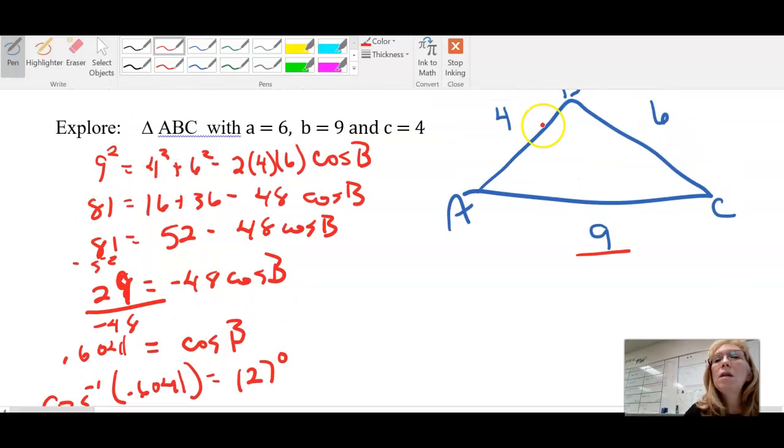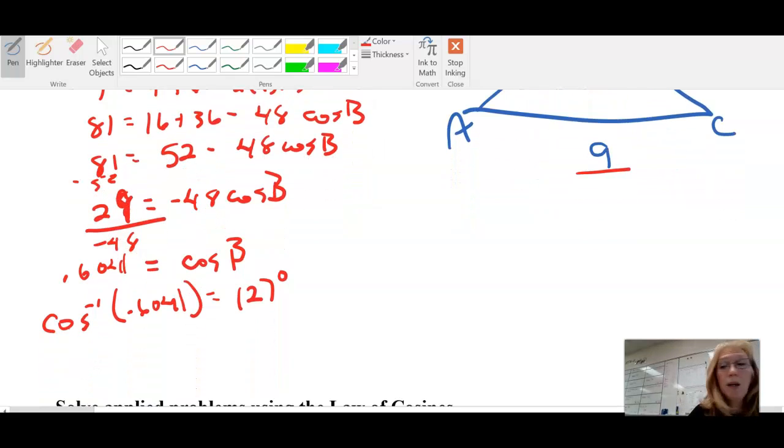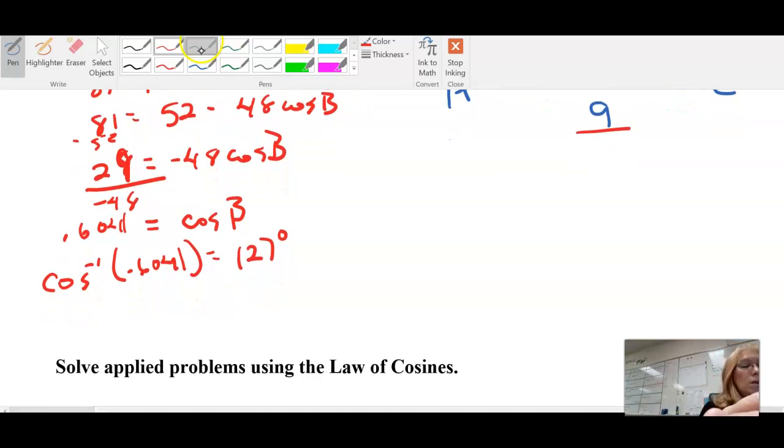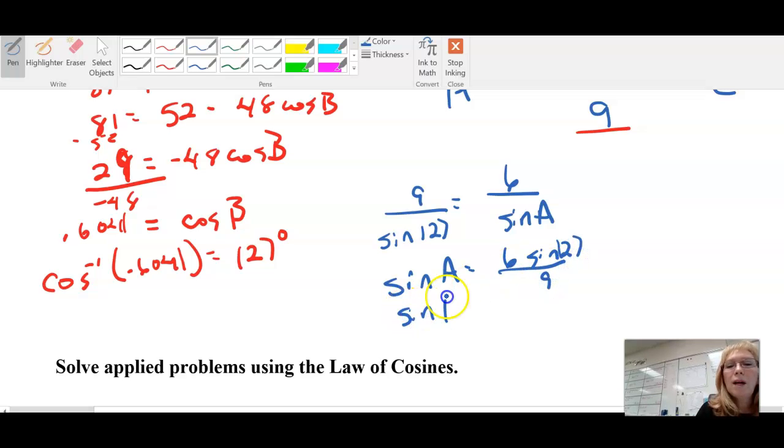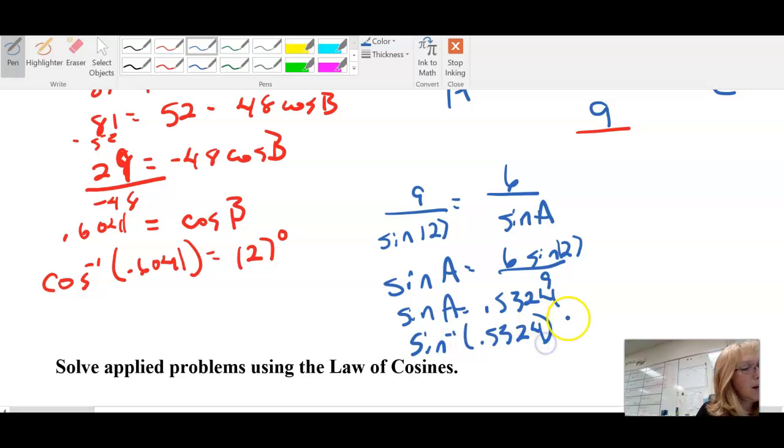So now I know this here is 127. Now we're going to use law of sines. Doesn't matter which one you find. Again, I chose A. So I did 9 over the sine of 127 equals 6 over the sine of A. Do your math. So the sine of A is equal to 6 times the sine of 127 over 9. So the sine of A is equal to 0.5324. Don't clear. Inverse sine. And we get approximately 32 degrees.